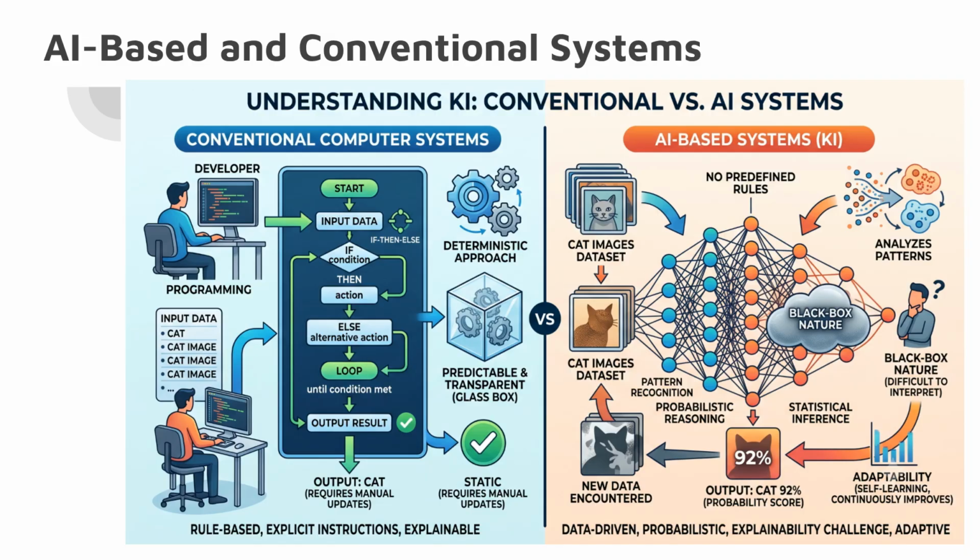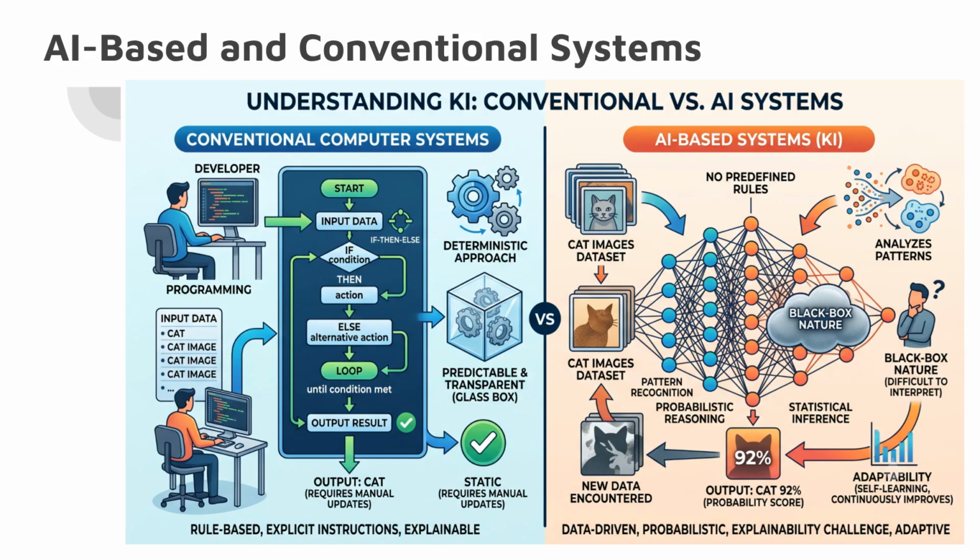In contrast, most AI-based systems, particularly those leveraging ML, do not follow predefined rules. Instead, they analyze patterns in the data to determine how to respond to new inputs. For example, an AI-based image recognition system trained to identify cats does not rely on explicitly coded rules. Instead, it learns from a dataset of cat images, extracting patterns that it later applies to unseen images to classify them accurately. One fundamental difference between conventional and AI-based systems is how they approach problem solving.